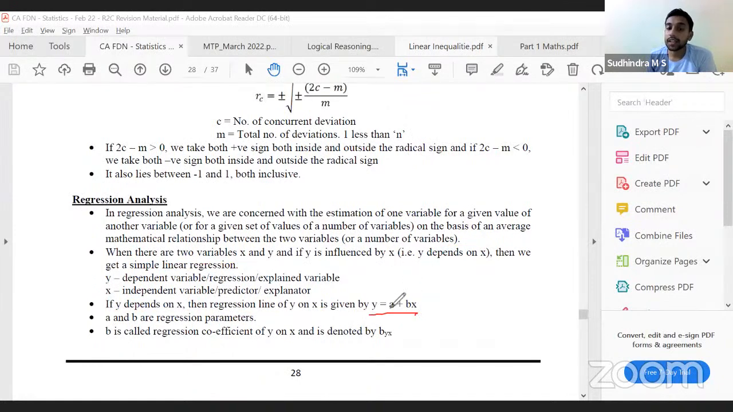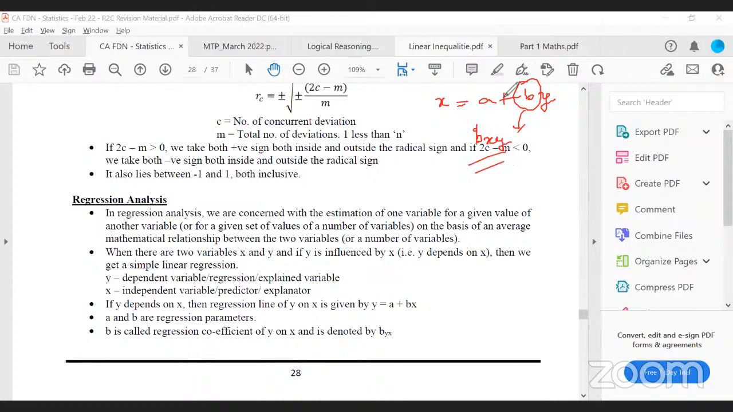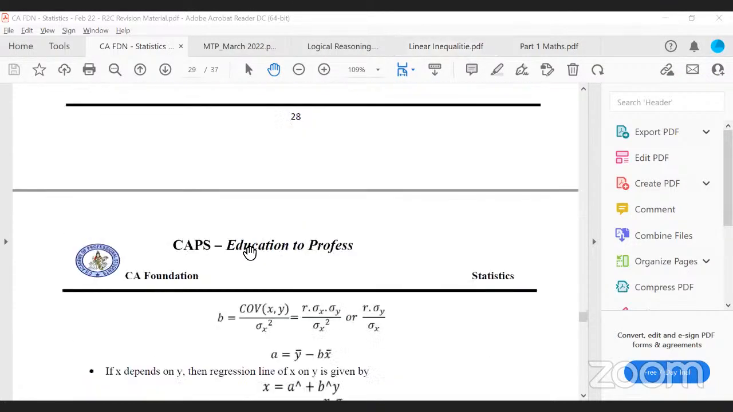In such cases, a and b are called regression parameters, where b is called the regression coefficient of y on x, since it is y on x. We denote it by byx. If it was a reverse scenario where x is the dependent variable and y is the independent variable, then we'll have the equation x is equal to a plus b into y. In such cases, b is the regression coefficient of x on y, we denote it by bxy. Correct?